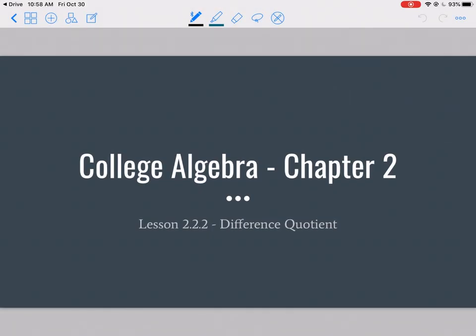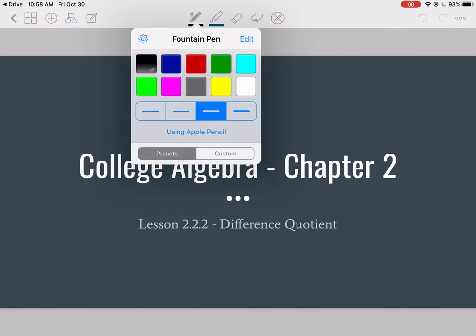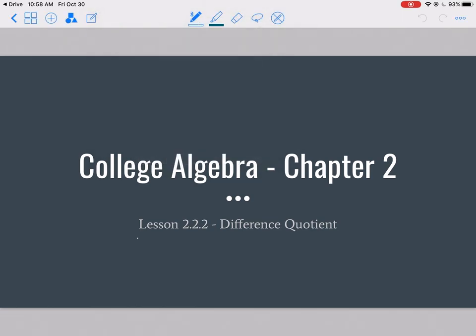Good morning, guys. Today we are doing lesson 2.2.2, which is about something called the difference quotient. So go ahead and title your notes, and then we'll get working on the warm-up.